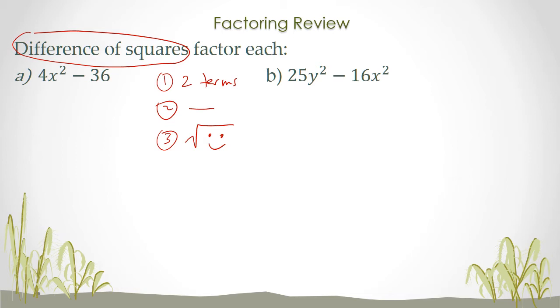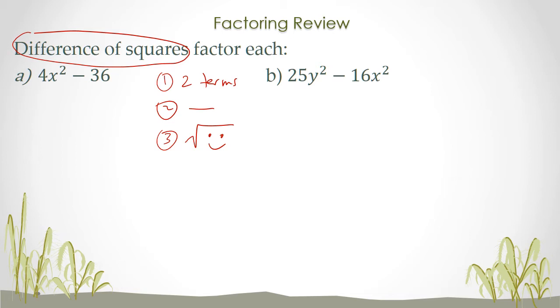And those apply after you do the common factoring. So we're always going to check for common factor first, and if there is one, common factor first, then look for those 3 things. So do I have 2 terms for A? Yes. Is it a minus? Yes. Does 4 and 36 have nice square roots? Yes. However, have we checked for a common factor yet? No. So let's check for a common factor first.